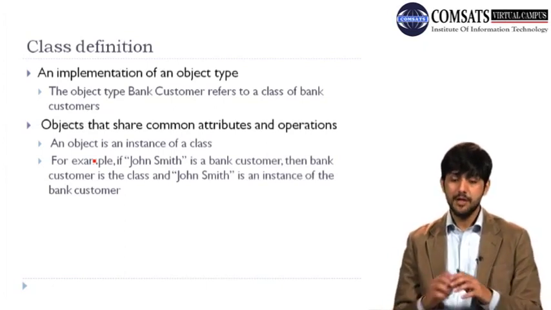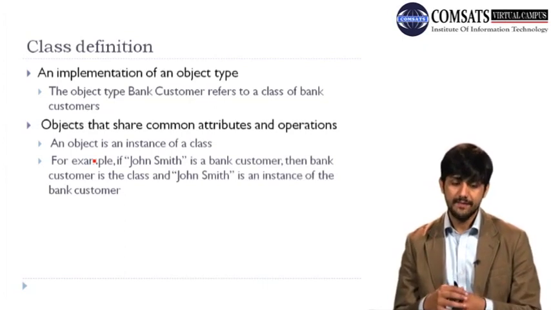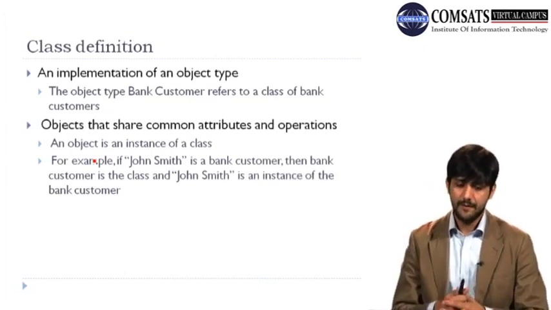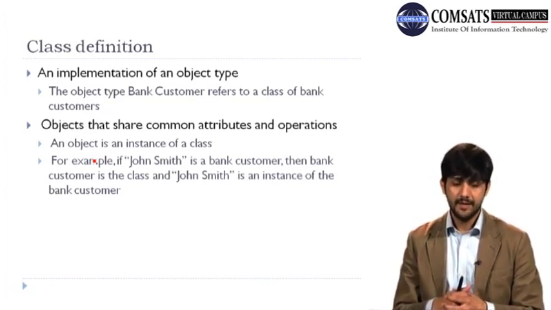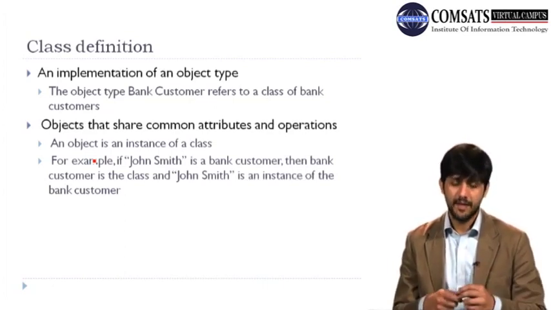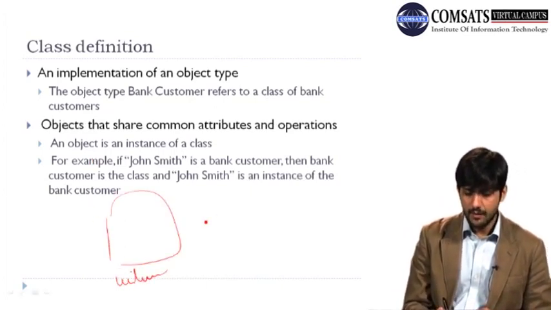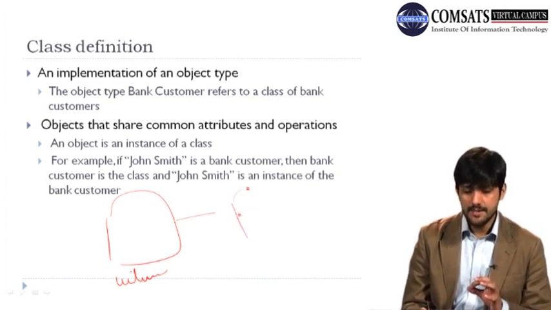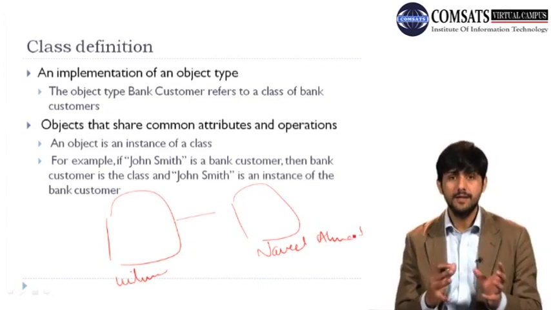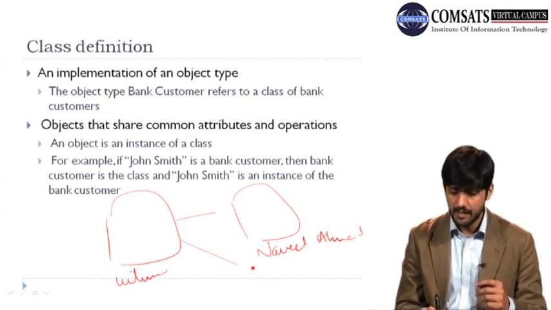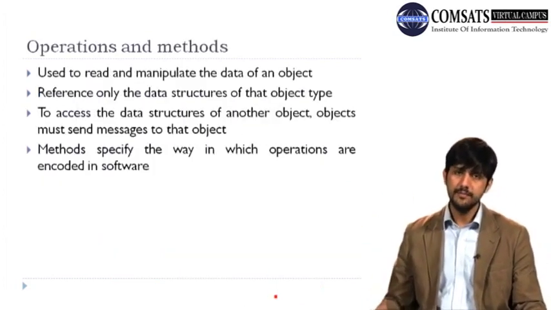Objects share common attributes and operations. An object is an instance of a class. For example, John Smith, or any other name, or Naveed Ahmed is a bank customer. Then bank customer is the class, and John Smith is an instance of that class. So we have this customer class, and one instance of that class is, for example, Naveed Ahmed. So there can be multiple instances. All the customers are instances of this particular customer class.